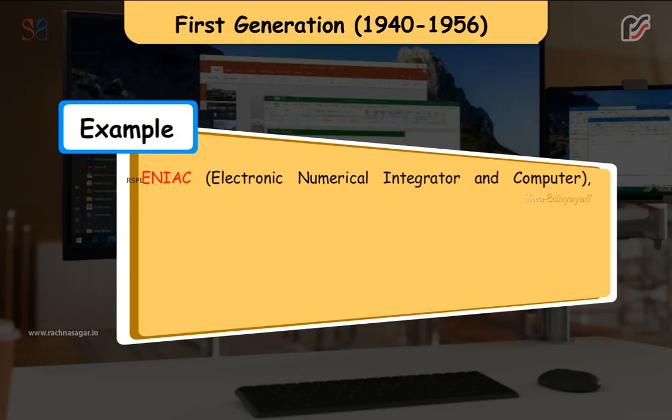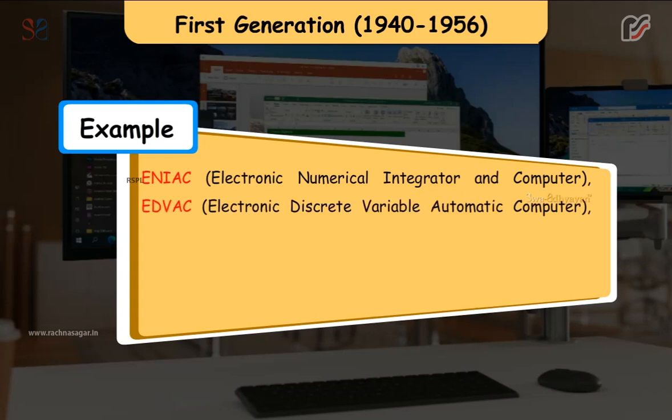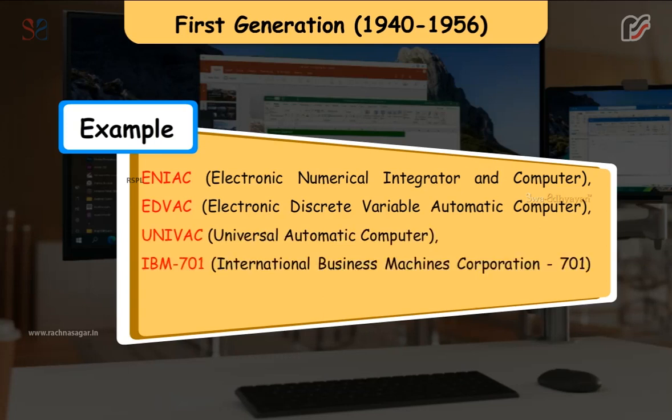Example: ENIAC, Electronic Numerical Integrator and Computer. EDVAC, Electronic Discrete Variable Automatic Computer. UNIVAC, Universal Automatic Computer. IBM 701, International Business Machines Corporation 701.